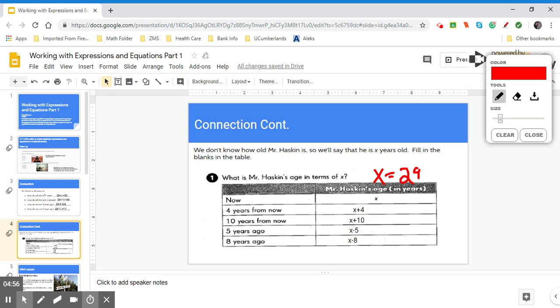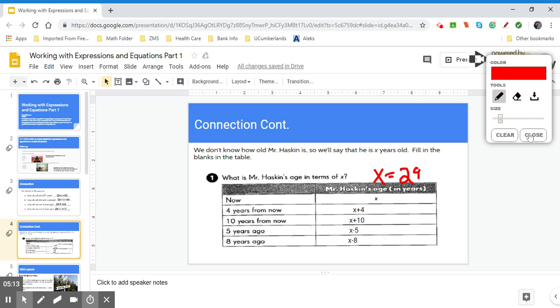5 years ago, if we take the X out, substitute 29, we get 29 minus 5, which equals 24 years old 5 years ago. 8 years ago, we get 29 minus 8, which equals 21.